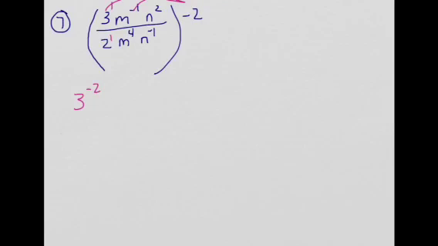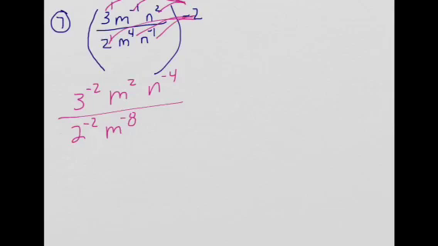This is going to be m to the positive 2. And this is going to be n to the negative 4 over, this is going to be 2 to the negative 2. This is going to be m to the negative 8. And this is going to be n to the positive 2.